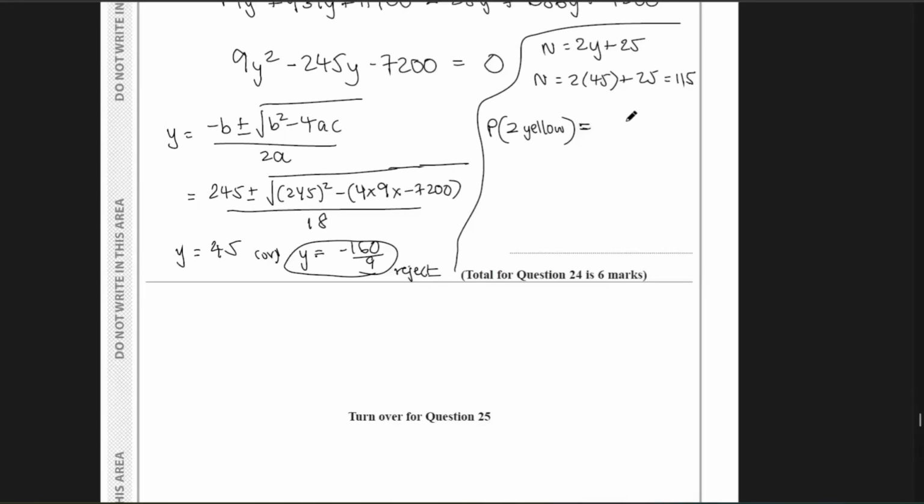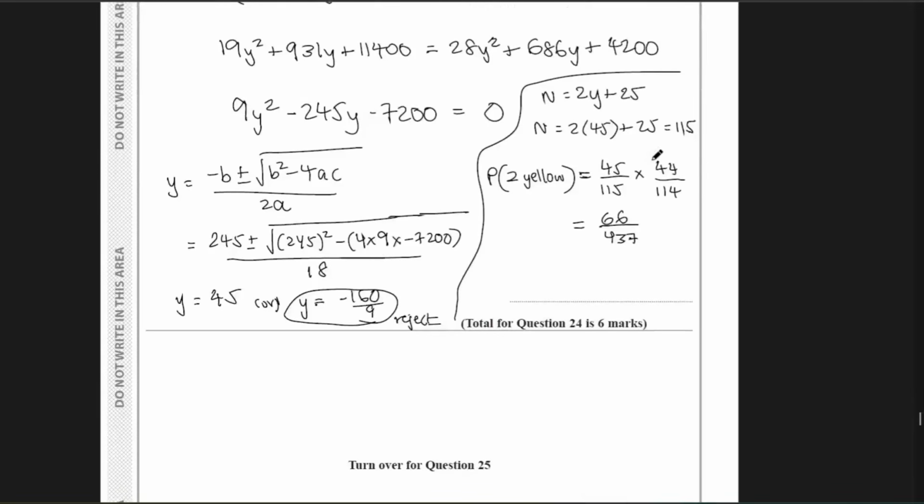So again, the probability that Stan takes 2 yellow sweets from the bag would be, so to start with, we have 45 yellow sweets out of 115, but if he has picked 1 yellow sweet already, there will be 1 less yellow sweet next time, so 44, and there'll be 1 less sweet overall, 114. And if you multiply this, we'll get the answer. 45 times 44 divided by 115 times 114, this gives us 66 over 437. That should be the answer. And since we're not told to convert this into a decimal or any significant figures, we can leave this as our final answer, 66 over 437.